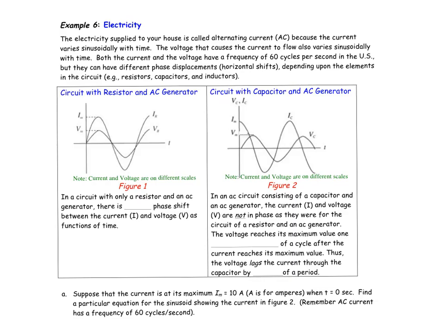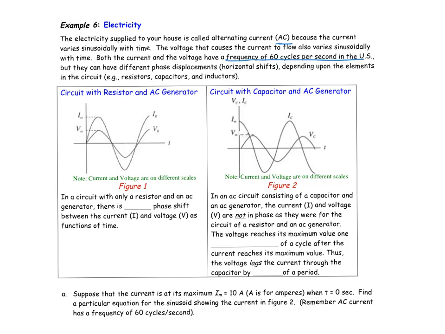In example 6 from note 6.7, we're going to look at electricity. It's another example of simple harmonic motion. I'll read the top paragraph. The electricity supply to your house is called alternating current, AC, because the current varies sinusoidally with time. The voltage that causes the current to flow also varies sinusoidally with time. Both the current and voltage have a frequency of 60 cycles per second.